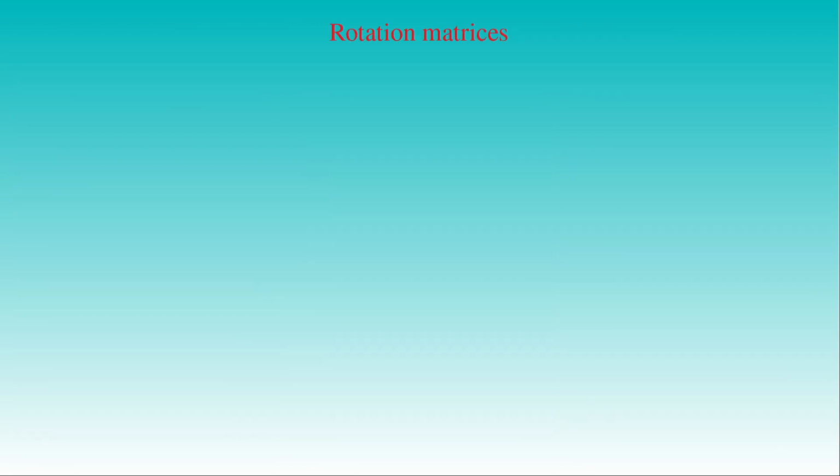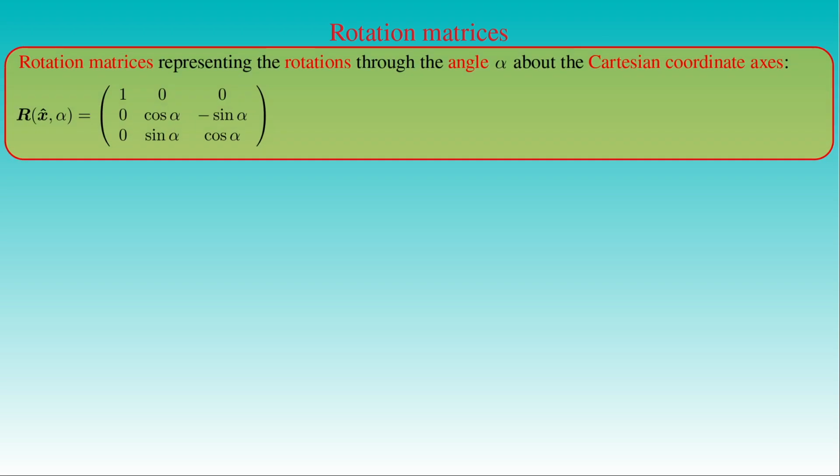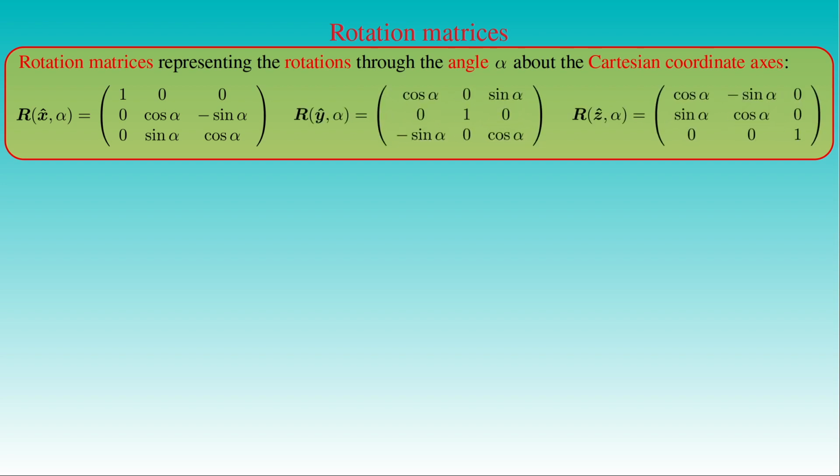Then we have 3 matrices providing the coordinate representation of spatial rotations about the 3 Cartesian coordinate axes. The matrix R_x-hat(alpha) represents the rotation of an arbitrary point about the x-axis through the angle alpha, where the bold-faced letter x with hat denotes the unit vector pointing from the origin in the direction of the x-axis. Similarly, the matrices R_y-hat(alpha) and R_z-hat(alpha) represent the rotations about the y and z axes respectively, where y hat and z hat are the unit vectors pointing in the direction of the y and z axes and alpha is the angle of the rotations.